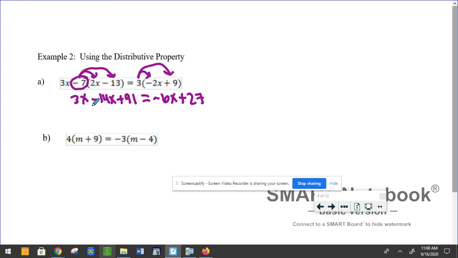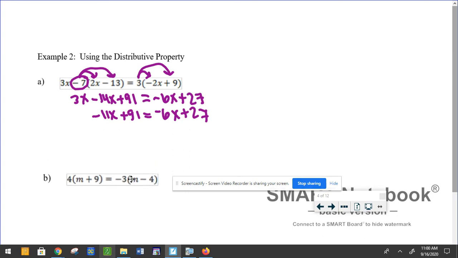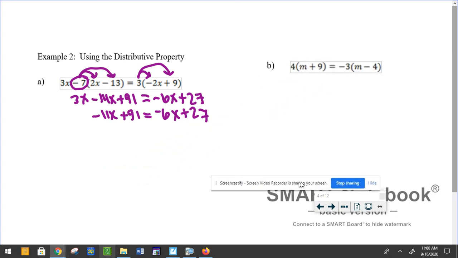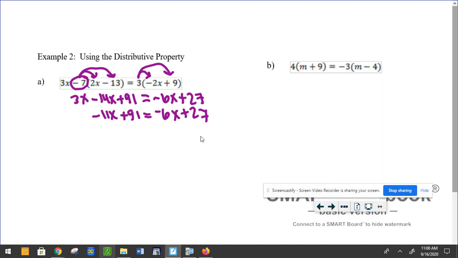All right, we're going to combine the like terms there. And then it really just becomes what you did in the last example. So we're going to add 6x to both sides.